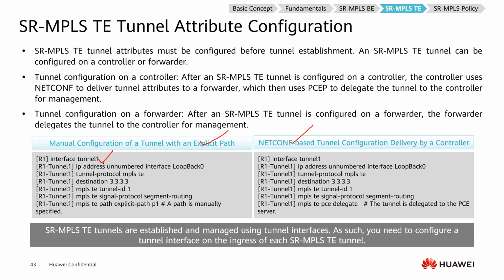We need to create a tunnel, and inside the tunnel set the IP address, set the protocol, set a destination, tunnel ID, signaling protocol, etc. So this is how you create the SR-MPLS TE path. There's a lot of configuration you need to deploy. This looks like just a little bit, but think about a live network, where there may be a lot of tunnels created and deleted, and you need to use NETCONF to deploy those configurations. Very complicated and costs a lot of time.